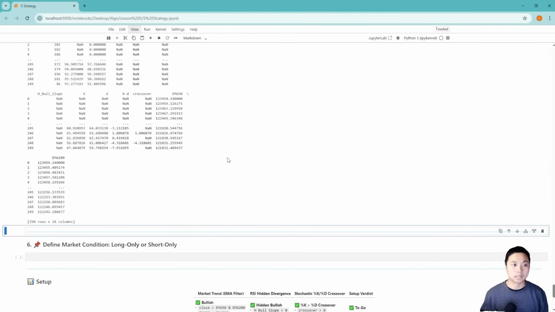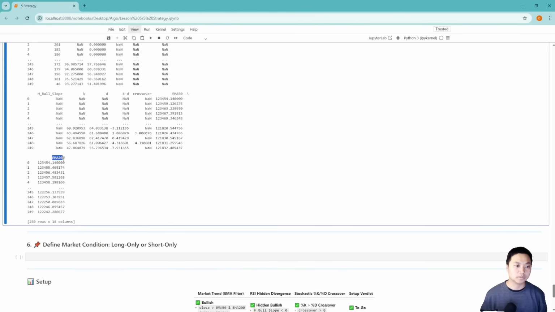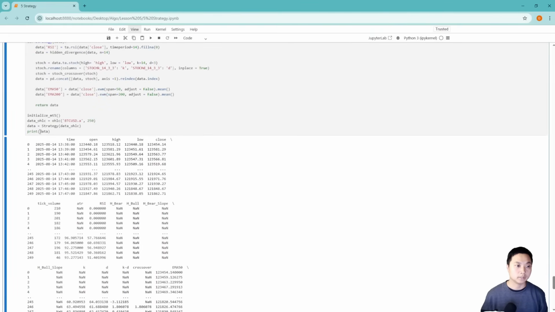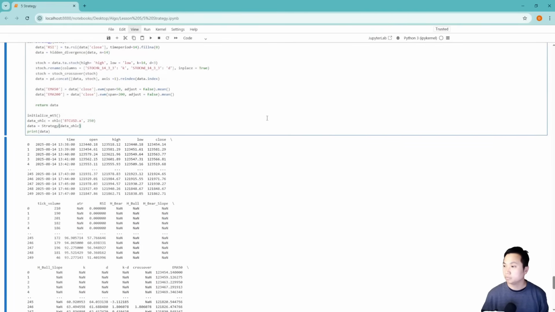What we did here is simply store everything into the last two columns, the EMA 50 and the EMA 200, in the data frame. These are the last two columns that we're going to use in our strategy functions. And it's that simple.